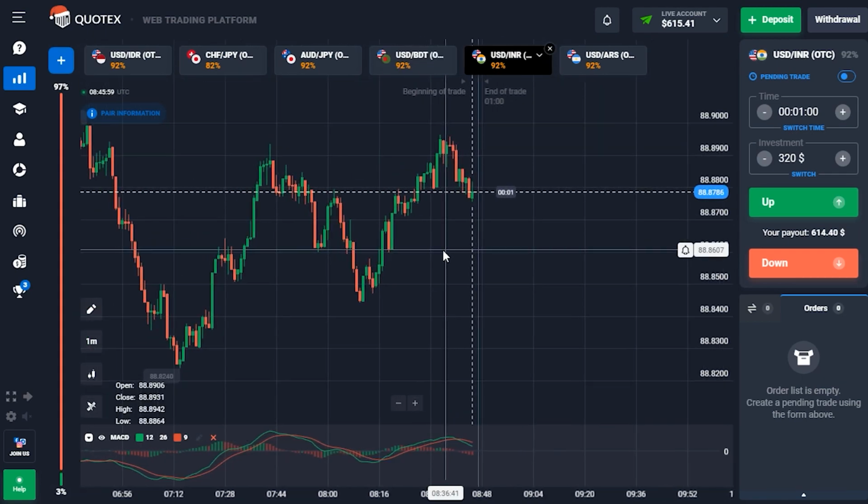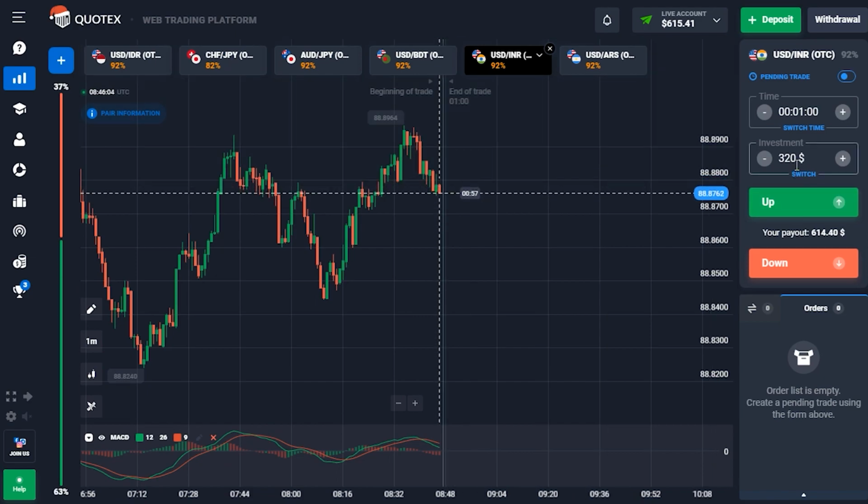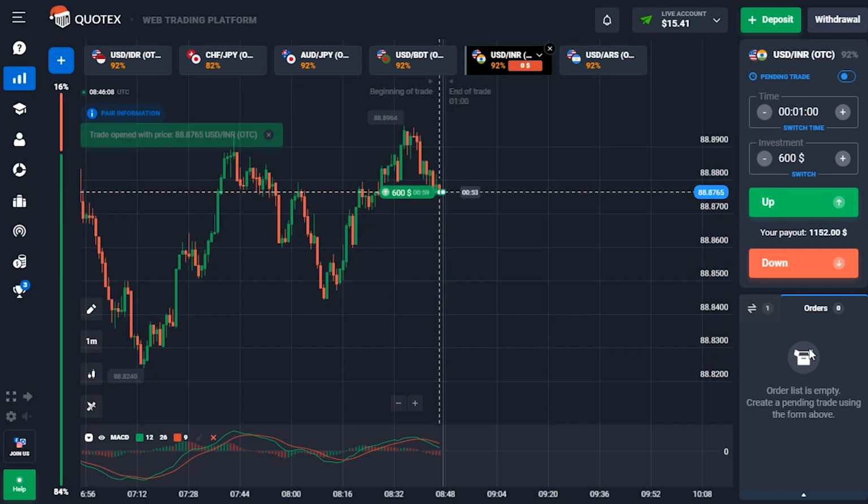Here we see an uptrend. Now the price is at the support level, and I think the price may turn around in the next minute. I change investments and open a trade up.